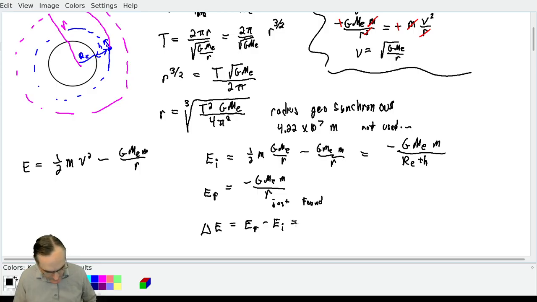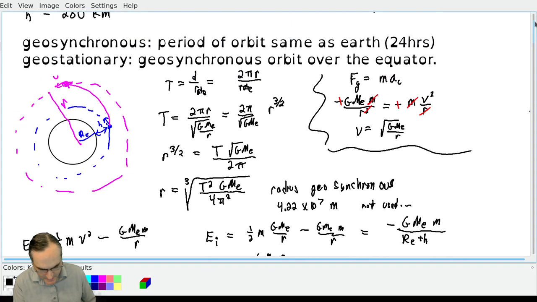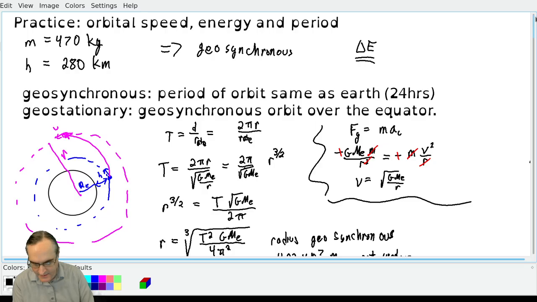All right, so let me see here. I suppose we can factor out G mass of Earth mass satellite. That'll leave behind 1 over the r I just found minus 1 over the rE plus h. All right, I'm going to admit I'm going to do this all on my calculator right now. So negative 6.674 times 10 to the minus 11 times 5.97 times 10 to the 24 times mass of our satellite, which was 470.